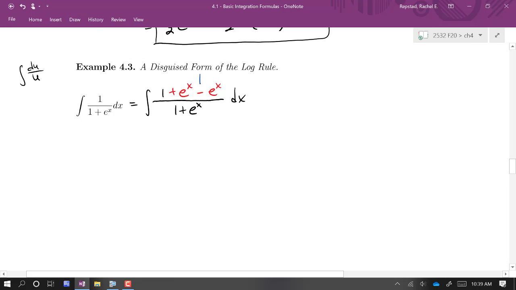I'm going to split up just here, only at that subtraction right there, because then we have the integral of 1 plus e to the x over 1 plus e to the x dx, minus the integral of e to the x over 1 plus e to the x. Hopefully this is looking a little better now.